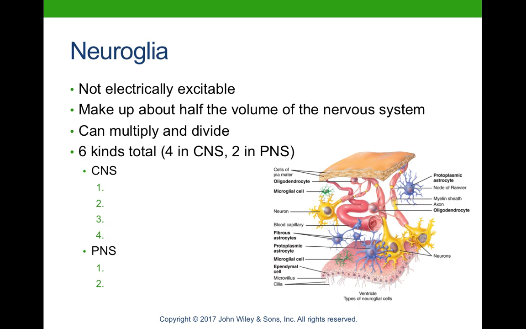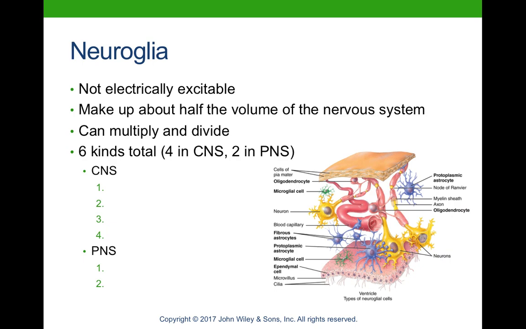In the central nervous system, you have astrocytes, oligodendrocytes, microglial cells, and ependymal cells. This is an image from our central nervous system. On the next slide, we'll have the peripheral nervous system, but we only have 2 types, so I'll list them here: the Schwann cells and satellite cells.